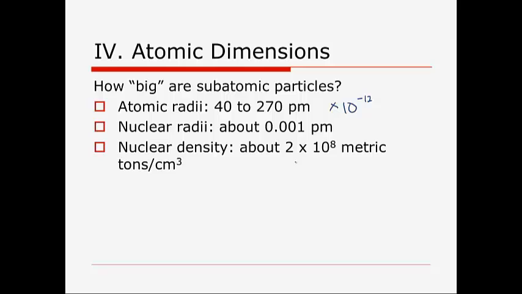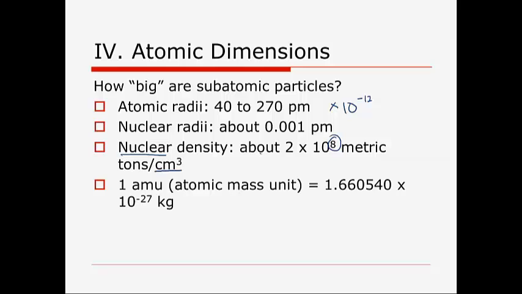Nuclear density, though. If you were to take a whole bunch of nuclei and pack them into 1 cubic centimeter, 1 mL, the whole thing would weigh 2 times 10 to the 8th metric tons. 1 cubic centimeter of anything doesn't weigh that much, because the atom is mostly empty space. So the atom itself does not have a high density, but the nucleus has a really high density.